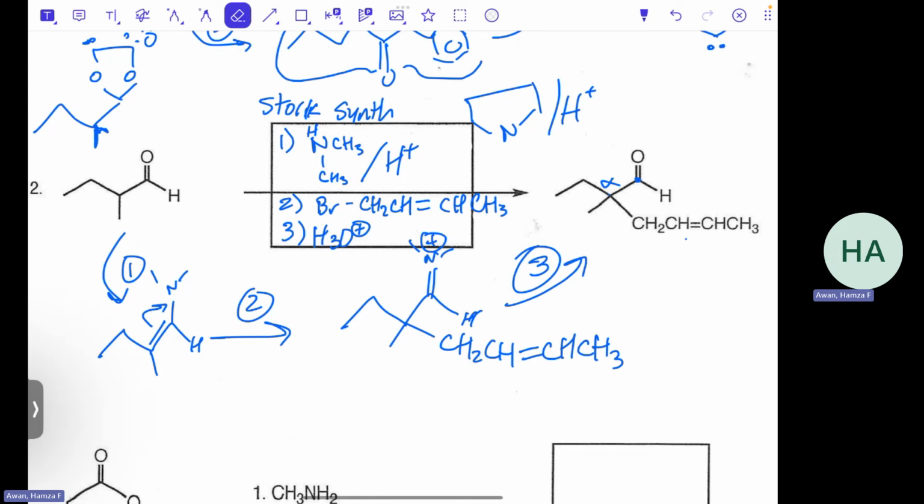Beta keto esters, or I think beta keto ester. Yeah, sorry. And usually it would be with ethanol. Yeah. Anyone else? All right, moving on.